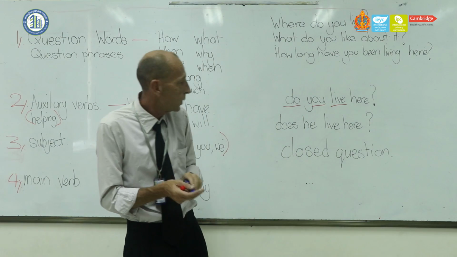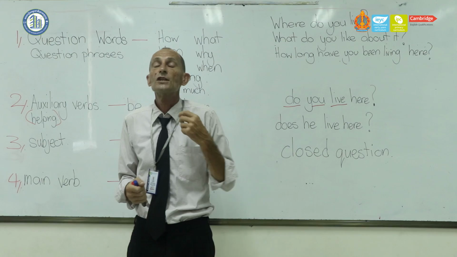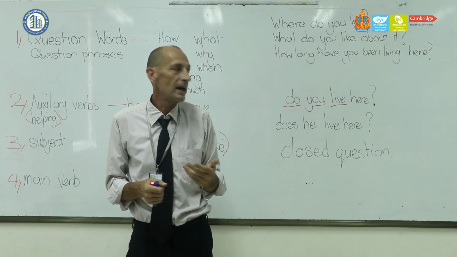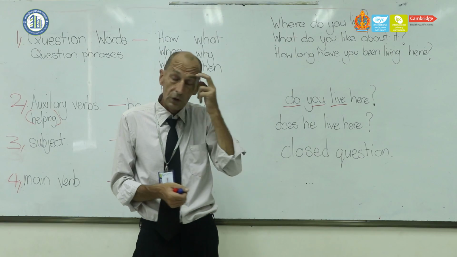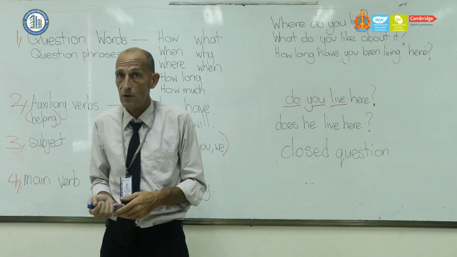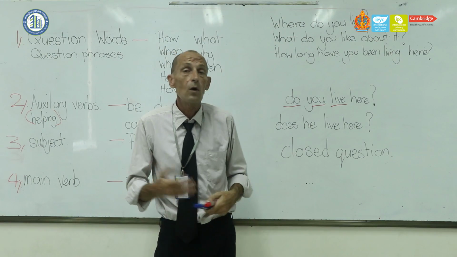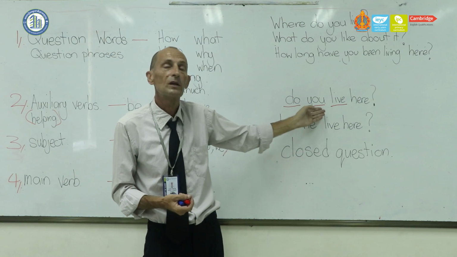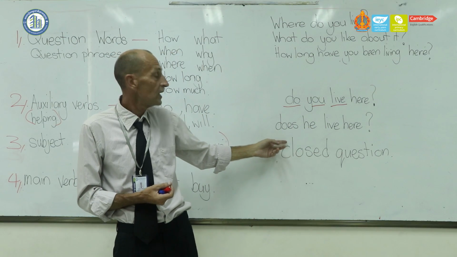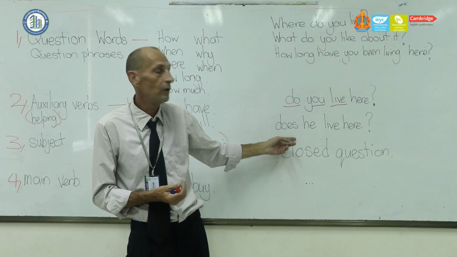Now with closed questions, we just need short, simple answers. Do you live here? Yes, I do. Do you live here? No, I don't. So simple. We also have to be aware of our subject, because our subject will change our auxiliary verb.